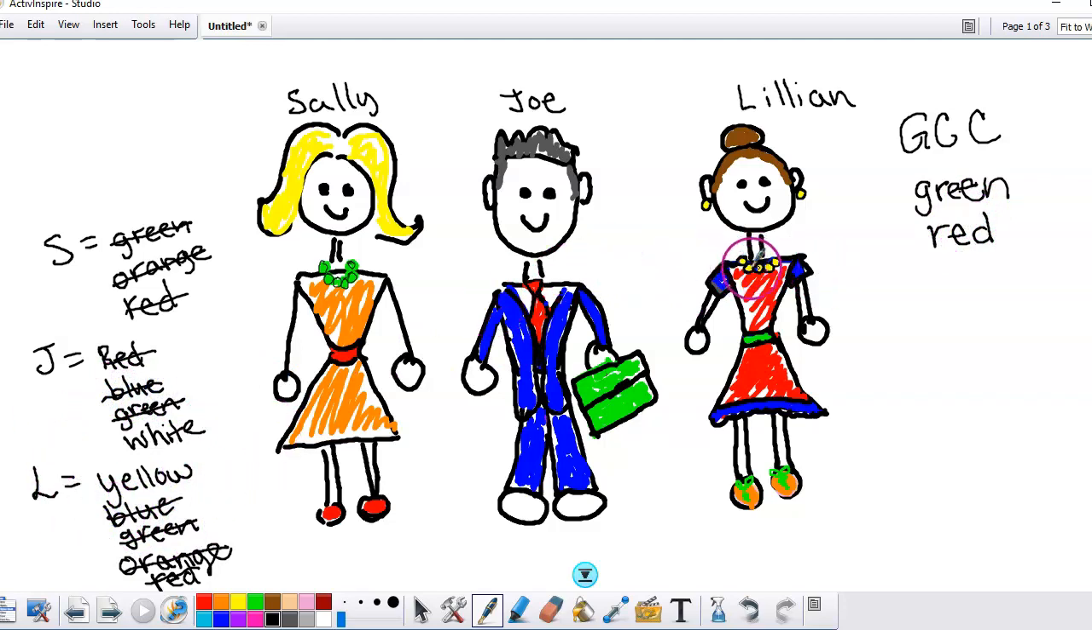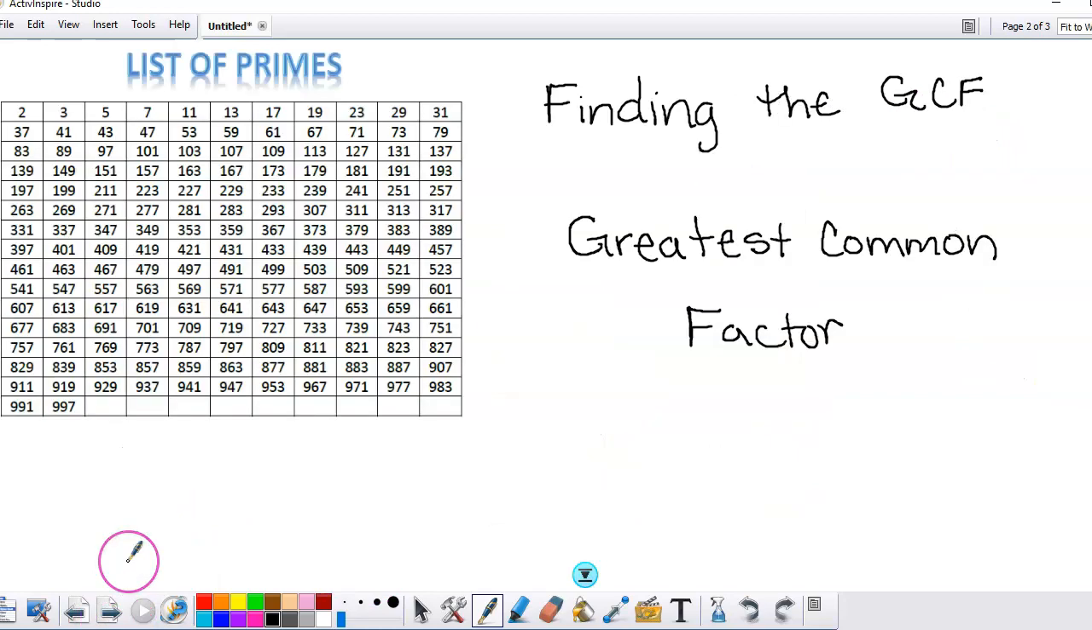Lillian's rocking the yellow, but nobody else is. And Joe's wearing those Pat Boone white shoes, but nobody else has white clothing on. So the greatest common colors, the most colors they have in common, there's two of them, green and red. Now let's look at this in terms of numbers.